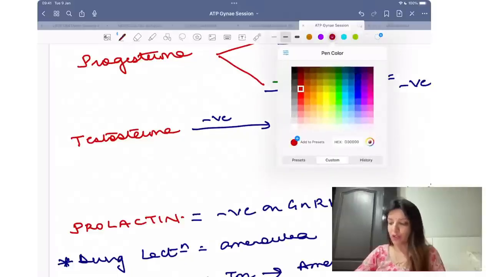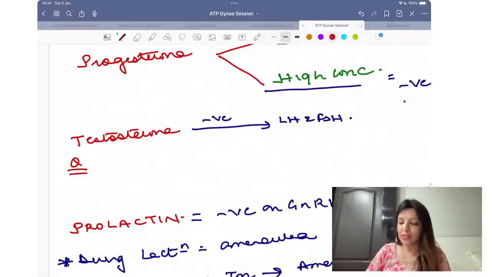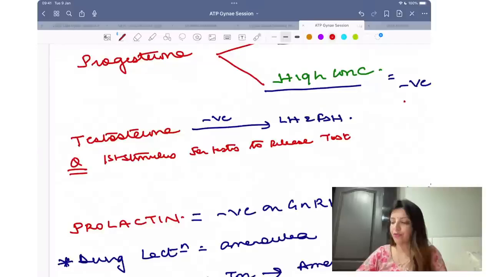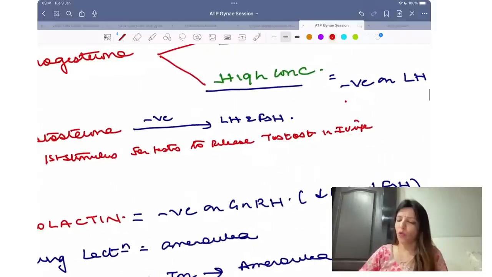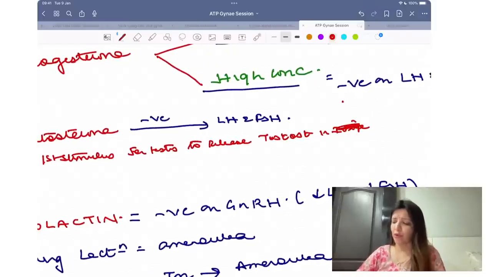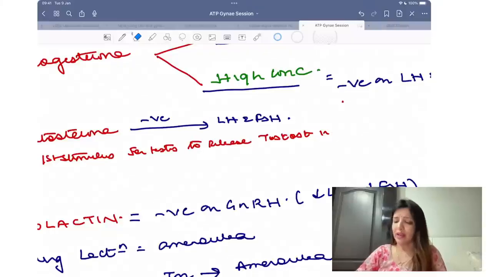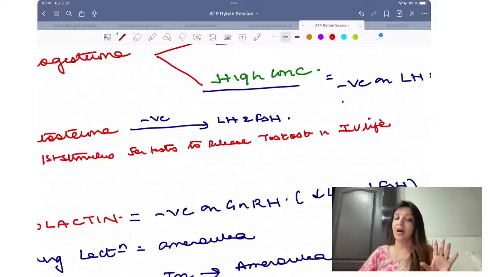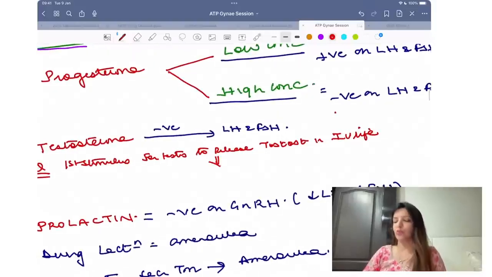Now comes a very, very important question. What is the first stimulus for the testes to release testosterone in intrauterine life? Please remember, ovaries are silent in intrauterine life. Ovaries never form any hormone in intrauterine life. But testes are active in intrauterine life also. So they ask you, which is that first stimulus for the testes to release testosterone in intrauterine life?